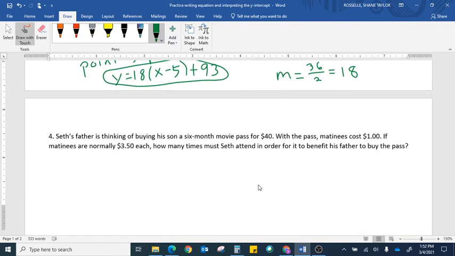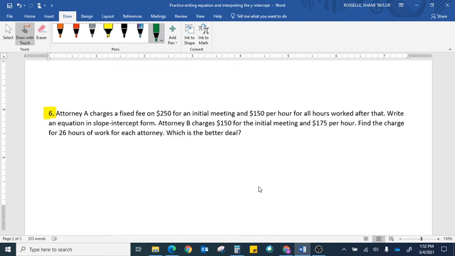Okay? So then we're looking at attorney A, so we're going down to number 6, and we're saying attorney A charges $250 for initial meeting and $150 per hour. So remember I said, when you're highlighting things, look for a per after a number, and that's going to tell you right off the bat that that's going to be my M value, my slope. So that would make this my B value, which is my y-intercept.